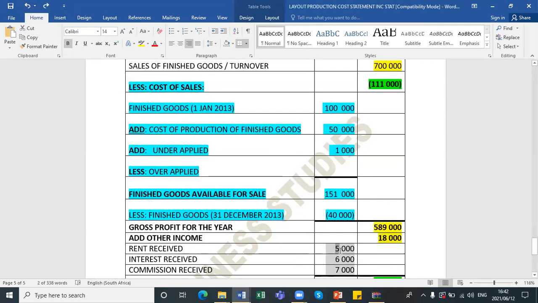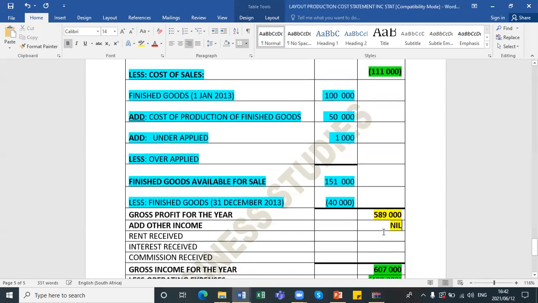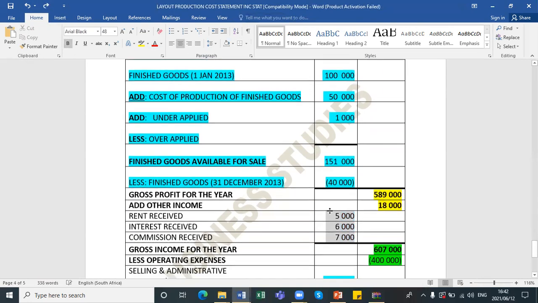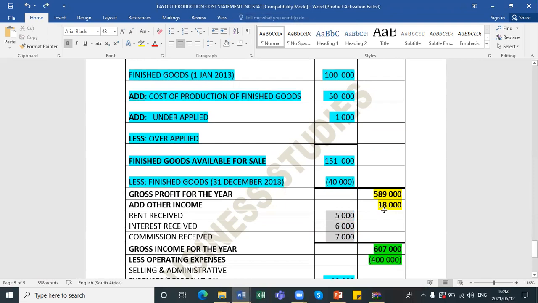18,000. Now, if you don't have other income, then you will put nil over here, and that will be 589. But I gave you some other income items. So you will say 589 plus 18,000, and that's 607.